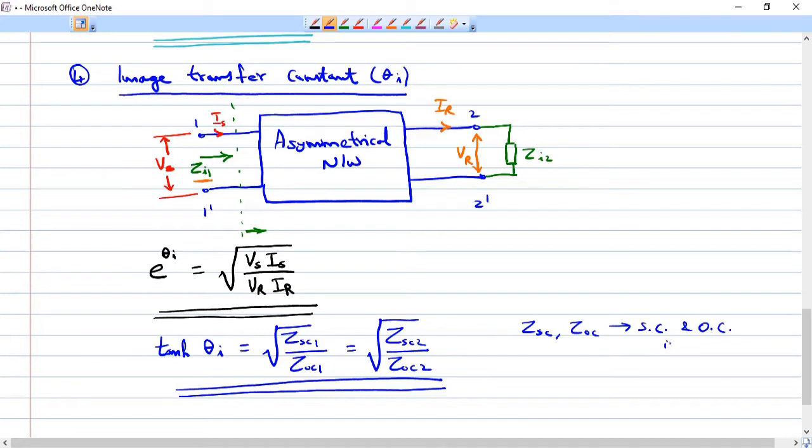Circuit impedances. Okay, so we will get the same image transfer constant when we look at the network from the input side as well as the output side, and you do the short circuit and the open circuit. You can determine the short circuit and open circuit impedances and then use this equation to evaluate the image transfer constant.